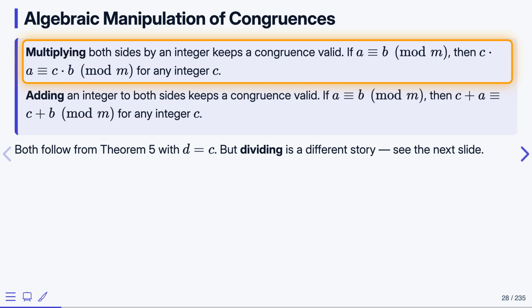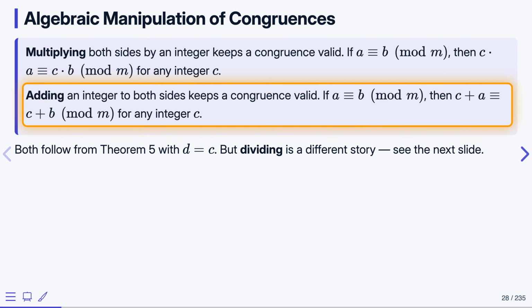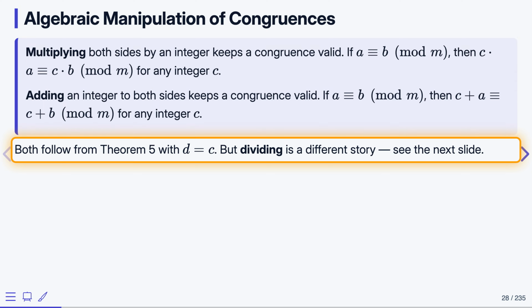When you have a true congruence, you may do two things safely. First, you may multiply both sides by any whole number and it stays true. Second, you may add any whole number to both sides. That also keeps the congruence true. Both come straight from Theorem 5. Taking d equal to c. But dividing is a different story, and the next slide shows why.